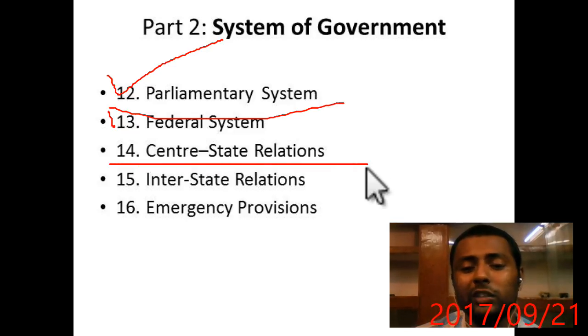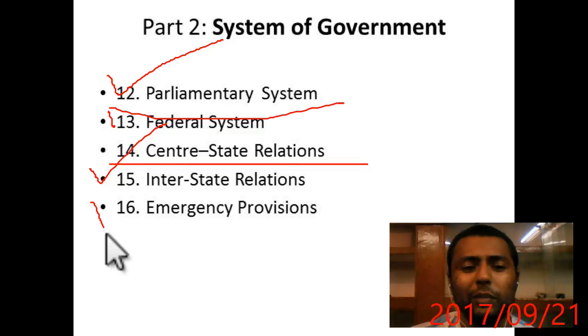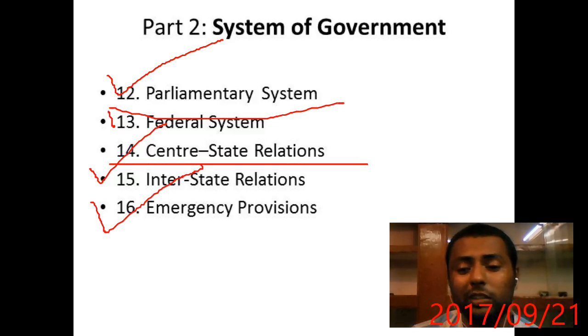Centre-State relations, don't go into much detail, only remember Article 266 Consolidated Fund of India, 266 Public Account of India, 267 Contingency Fund of India, 112 Budget. Interstate relations, avoid this chapter. Emergency Provisions, I will upload a separate video on that. Read that, it is an important chapter.